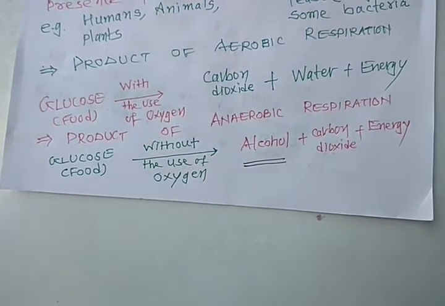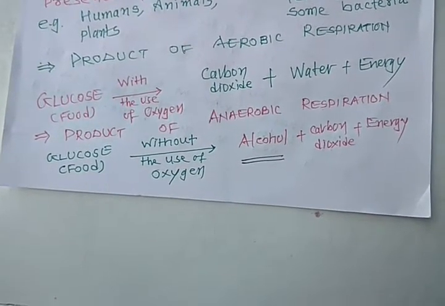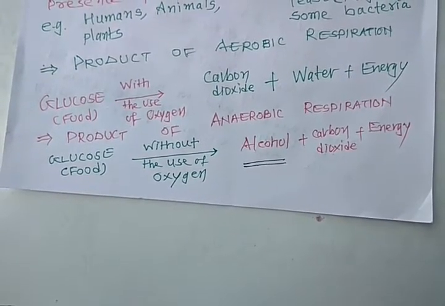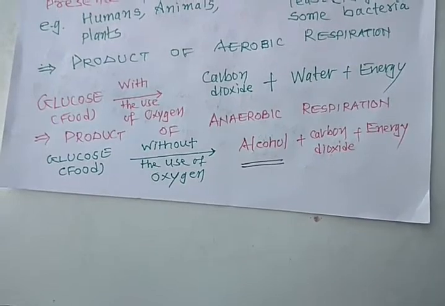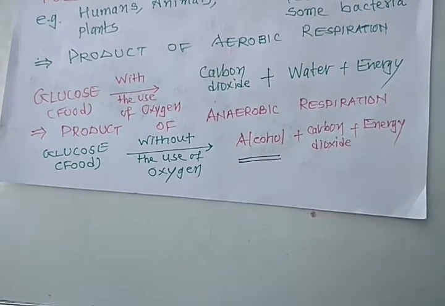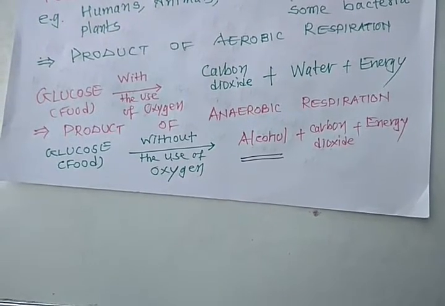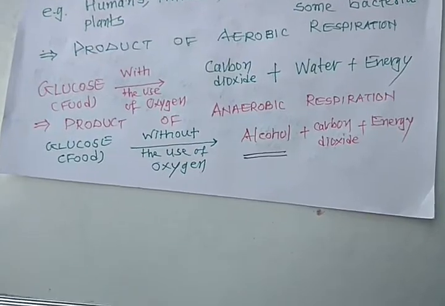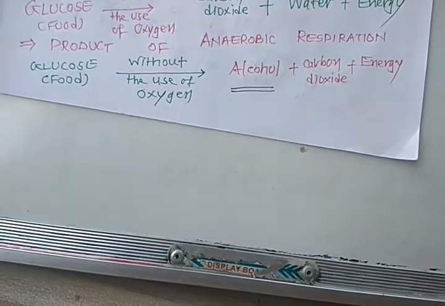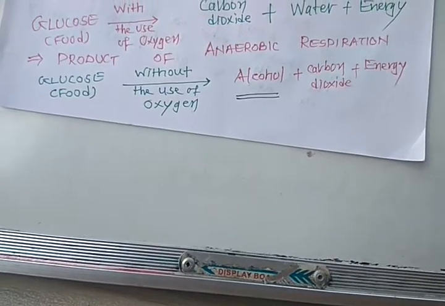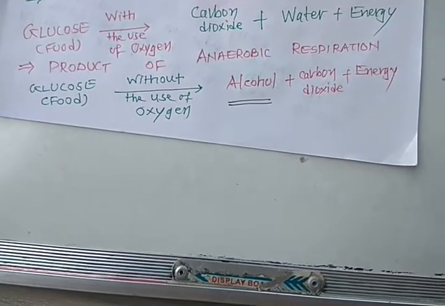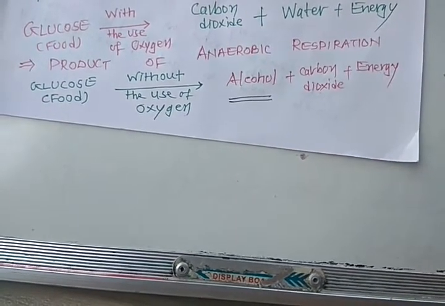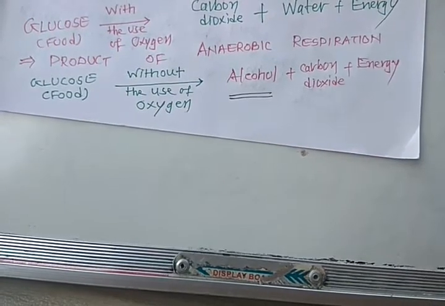Now, what is the product of aerobic respiration? Living organisms take food to survive, right? So food, that is glucose, with the use of oxygen, converts into carbon dioxide, water plus energy. While in the case of the product of anaerobic respiration, glucose without use of oxygen produces alcohol plus carbon dioxide plus energy.